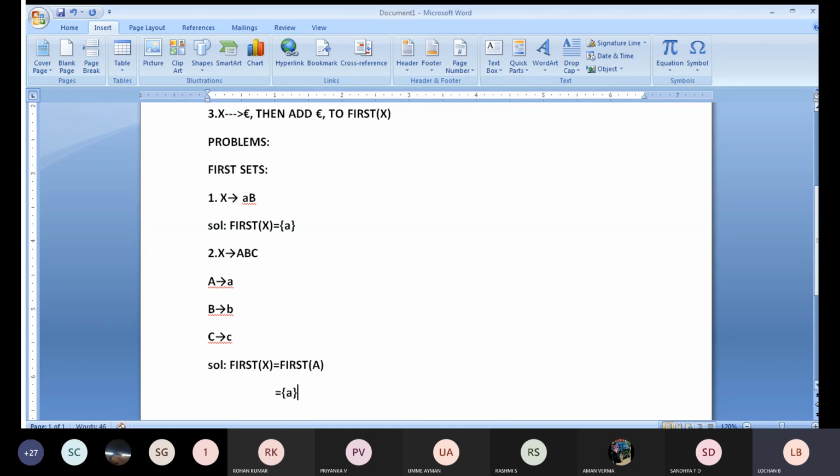I'll solve a few more problems, don't worry. I'm concentrating on these two problems. If you understood this, we will move to the epsilon case. Shall I explain once again, or have you understood? The first two problems.